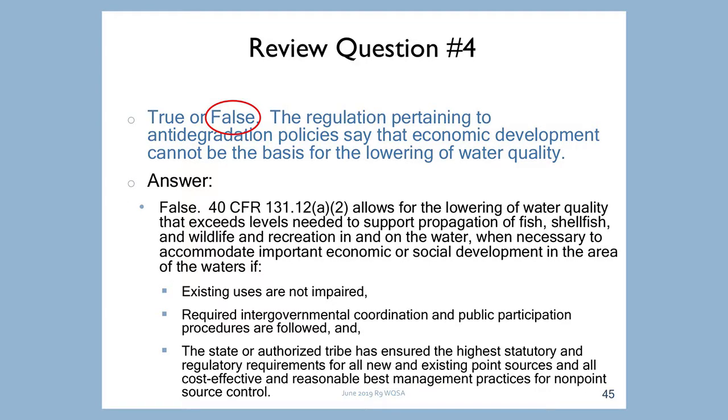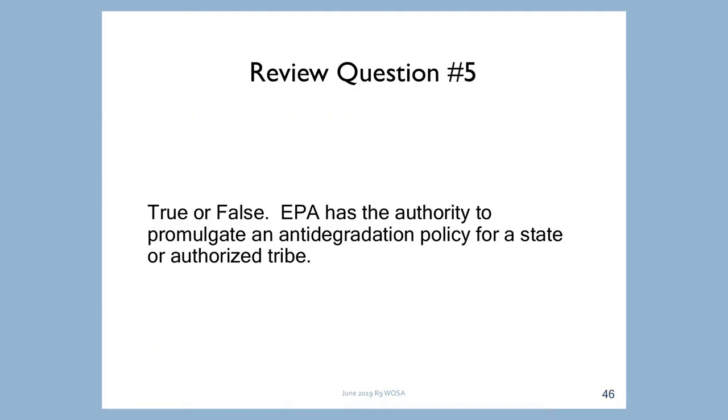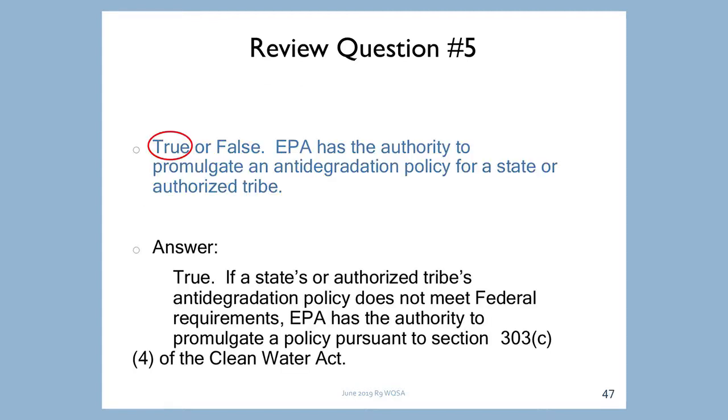Regulation pertaining to anti-degradation policies says that economic development cannot be the basis for the lowering of water quality. False. EPA has the authority to promulgate an anti-degradation policy for a state or authorized tribe. True. This is why I wanted to go through these review questions. Even though an anti-deg policy is required to be in rule, we actually have the authority to promulgate an anti-degradation implementation method as well.